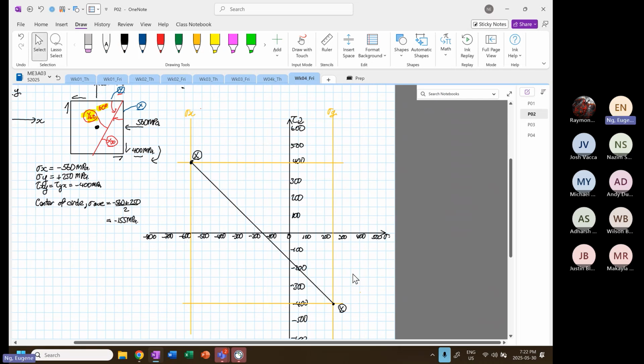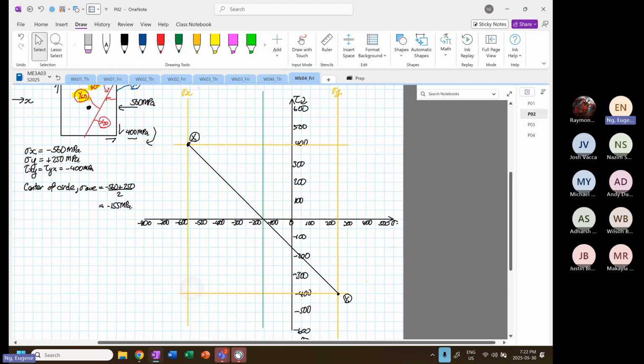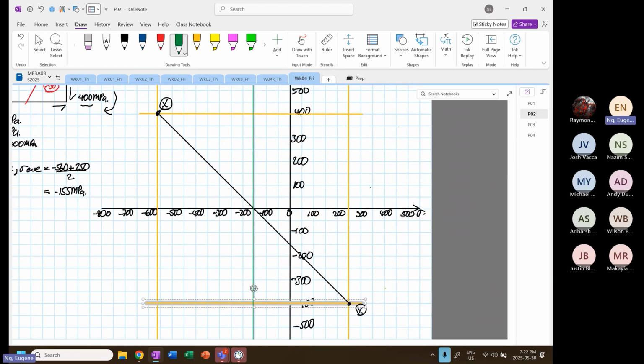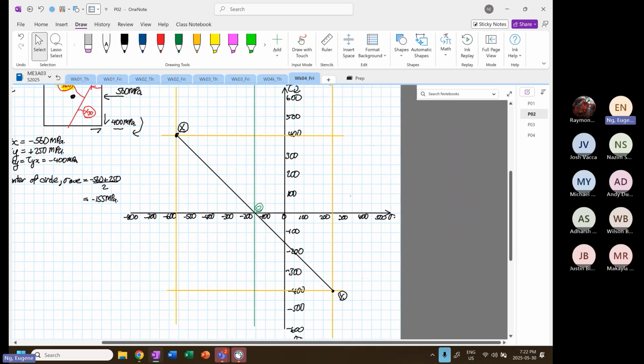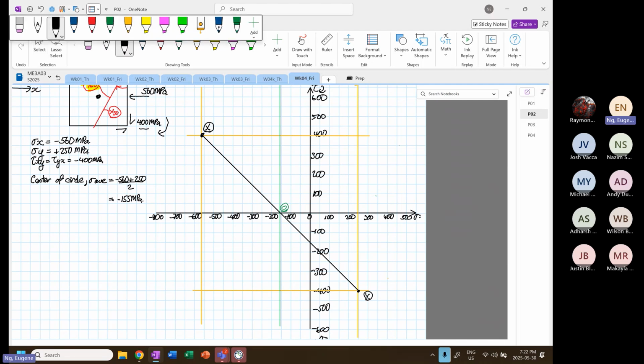I'm trying to be accurate over here. And then where it intersects the shear stress, which is equal to 0, it's over here. There's our center of circle. So our center of circle, we immediately label this as point O. And then from here, we can also determine our tau max. We can immediately calculate our radius of the circle.